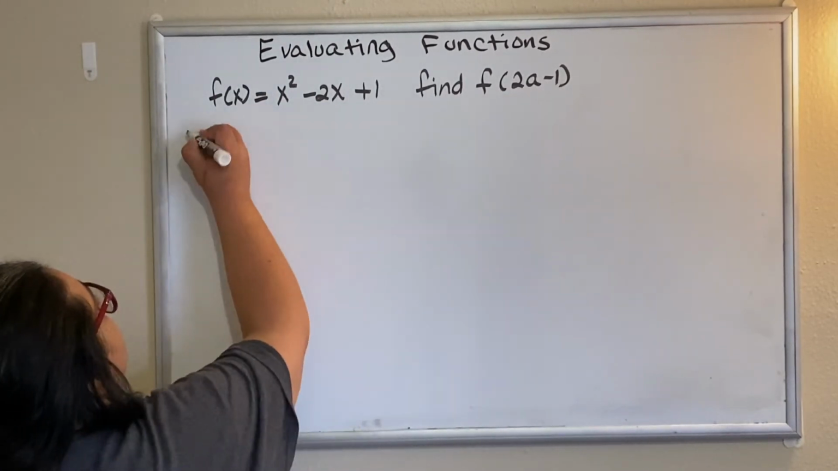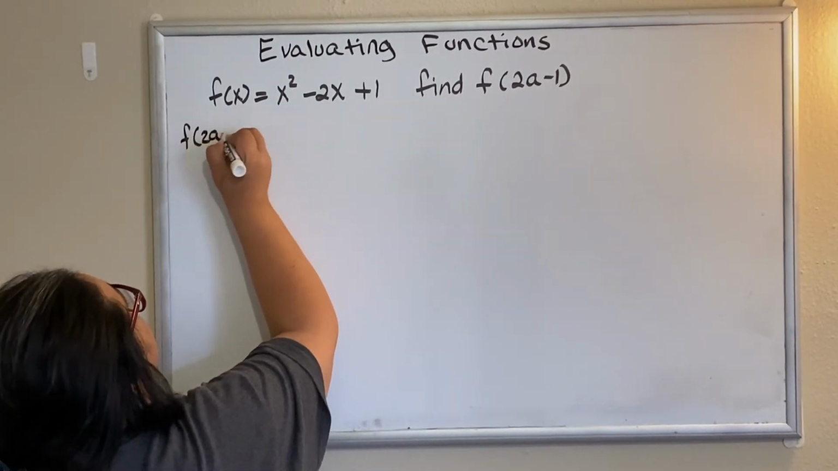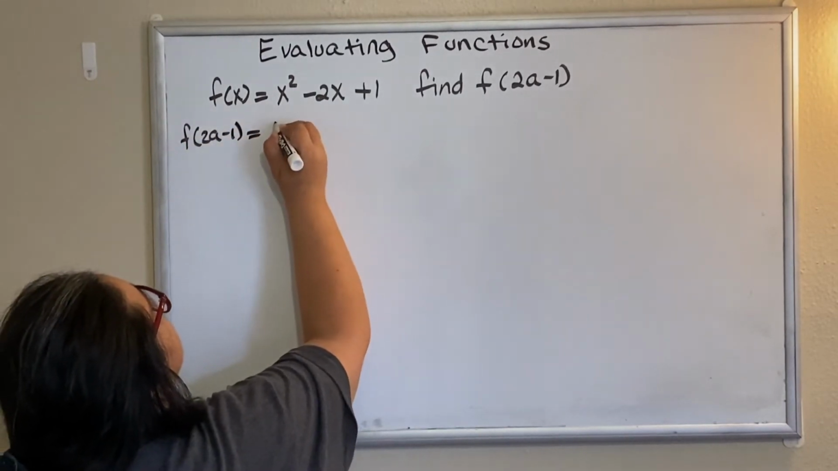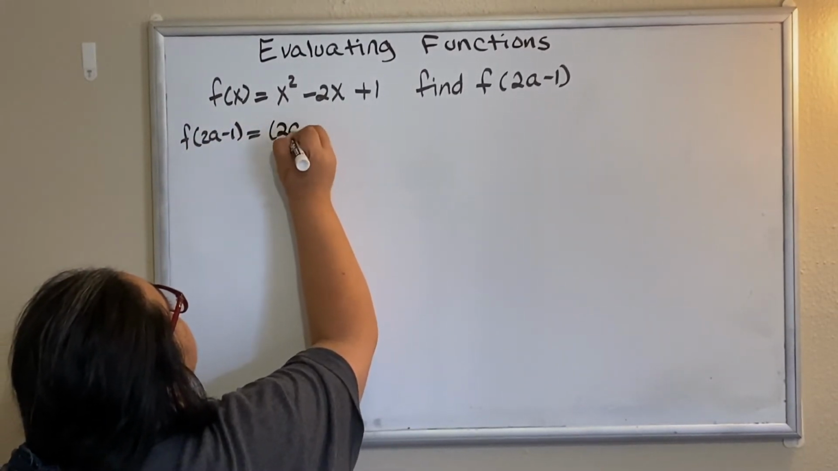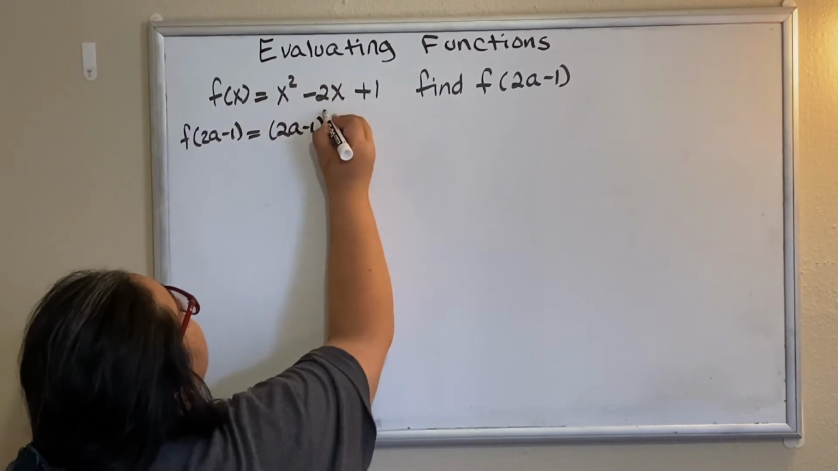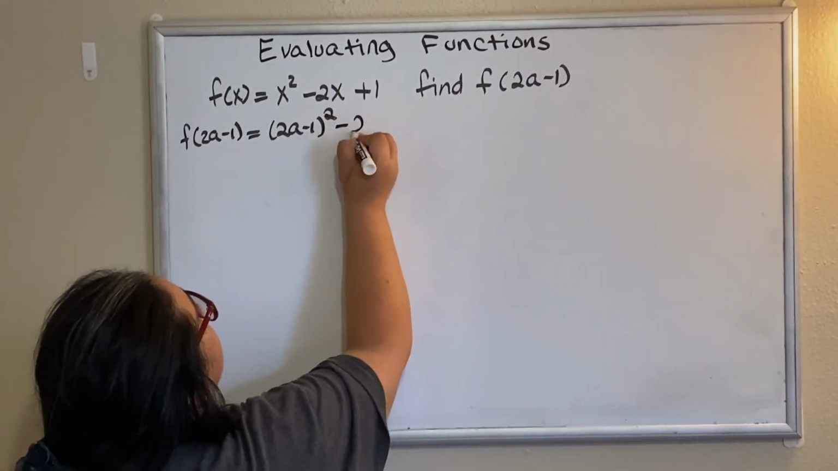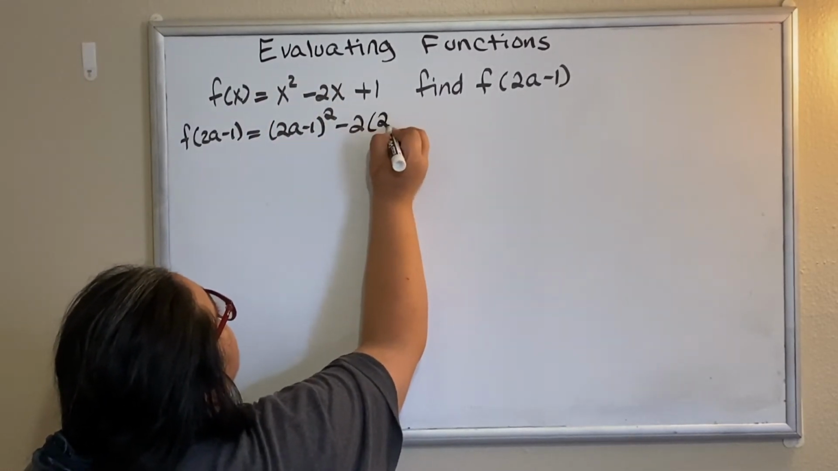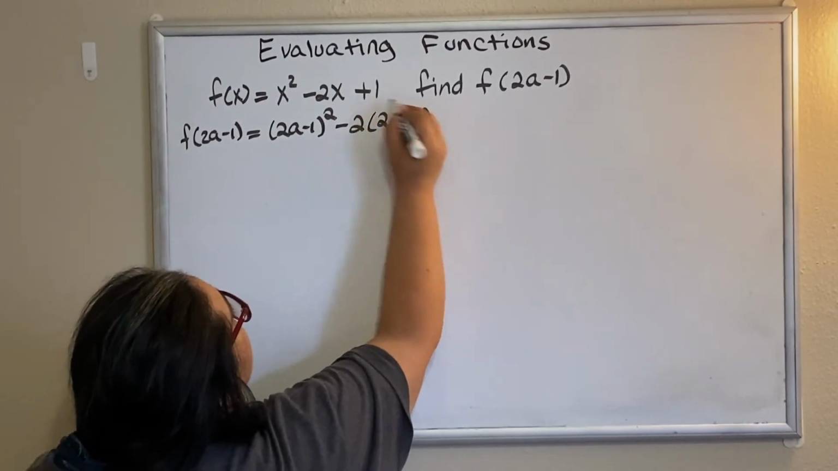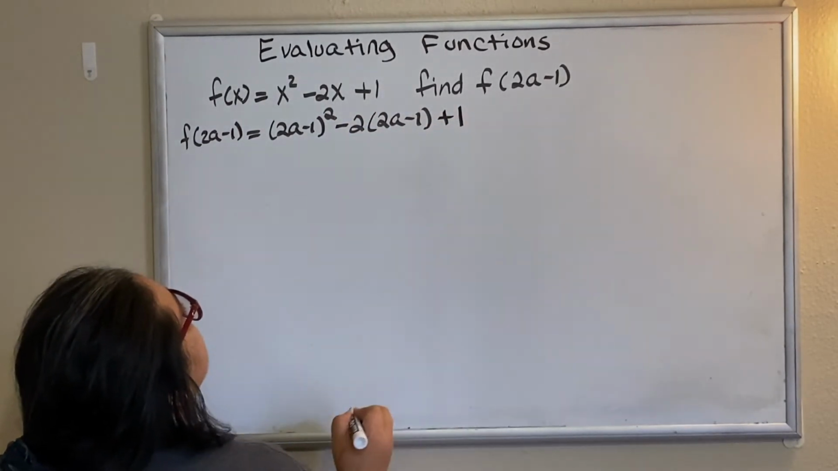So we're going to write f of 2a minus 1 equals, here's an x, so in parentheses we're going to put 2a minus 1, and it's squared, so we're going to put a square. Minus 2, there's an x, so we're going to put parentheses 2a minus 1, and then there's a plus 1, so we're going to bring down plus 1.